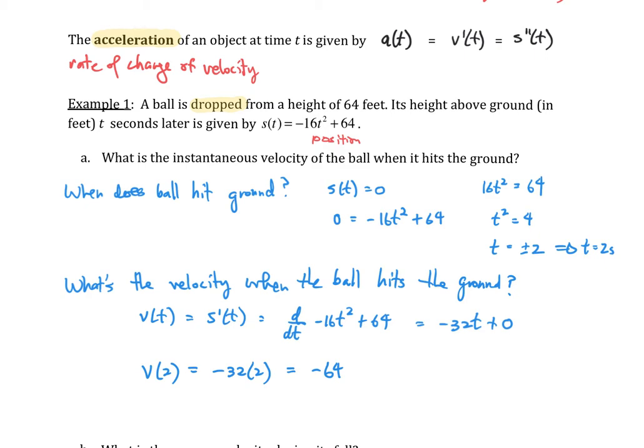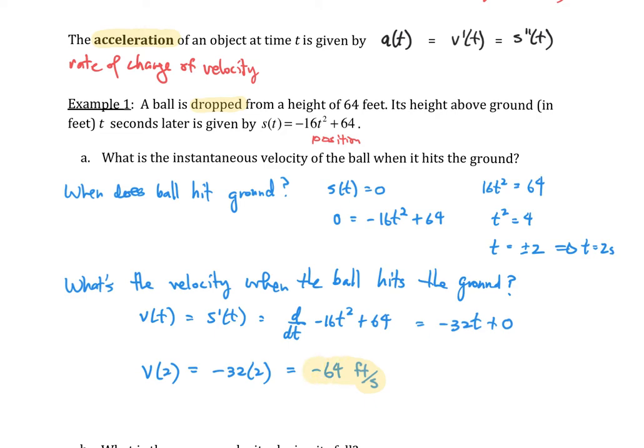And now I need to worry about the units. The units for the position were feet, so the numerator should be feet. And my independent variable was time, measured in seconds, so this will be feet per second. And this is our answer to this question.